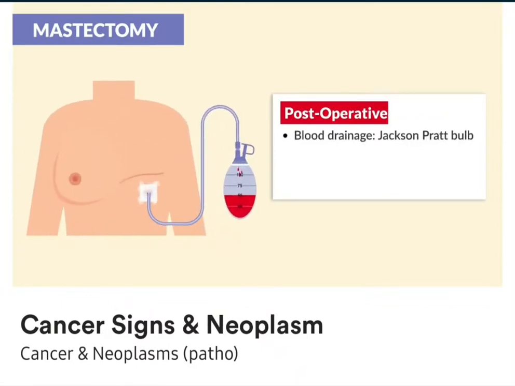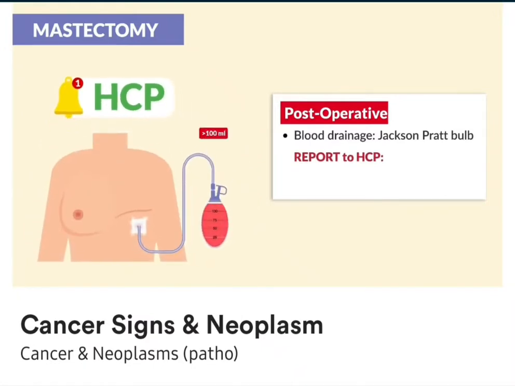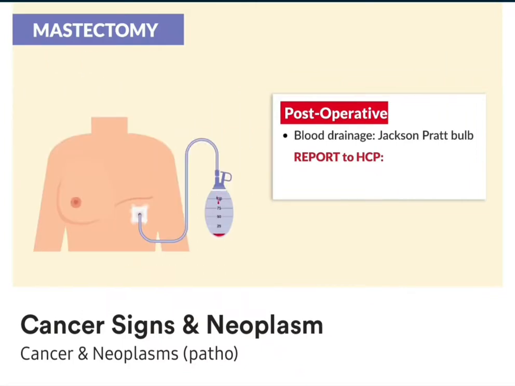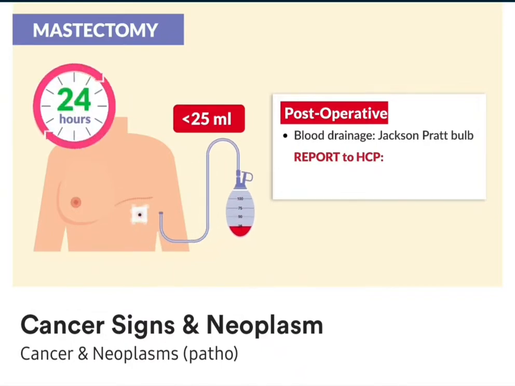Blood drainage from a Jackson-Pratt bulb, we must report to the HCP over 100 mLs of bright red drainage. This is the priority action here. Now the drain is ready to come out when 25 mLs or less of drainage is seen within 24 hours. But again, over 100 mLs of bright red blood is the priority to report.